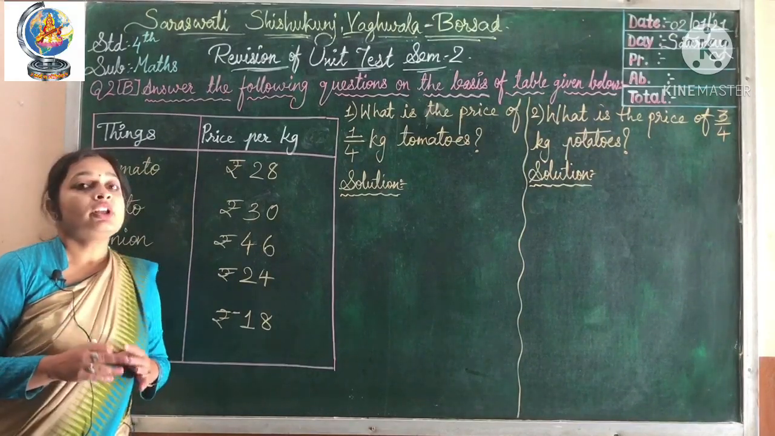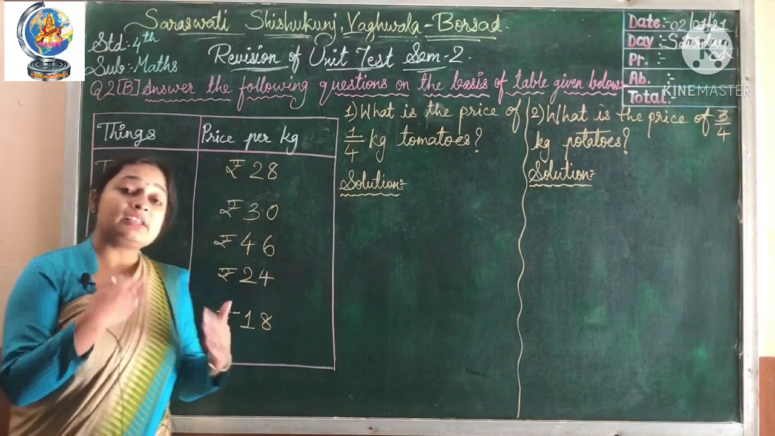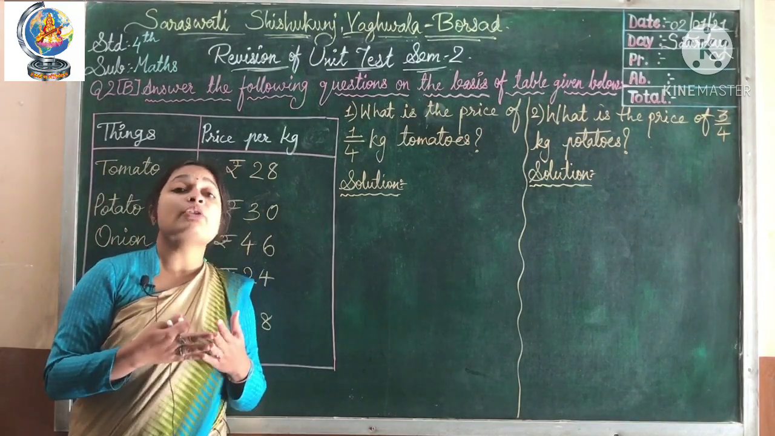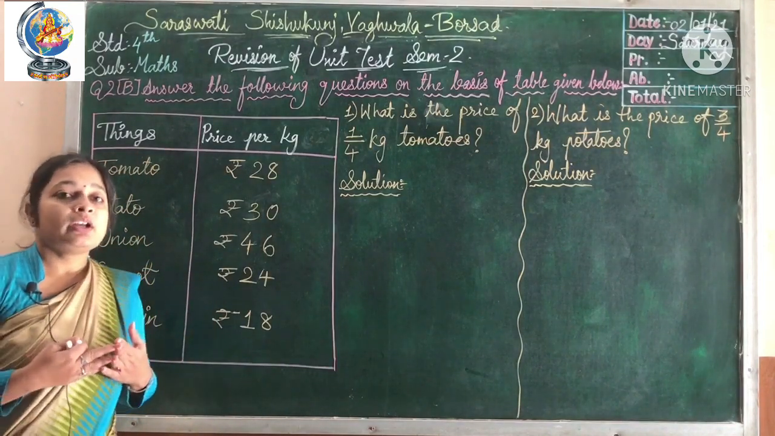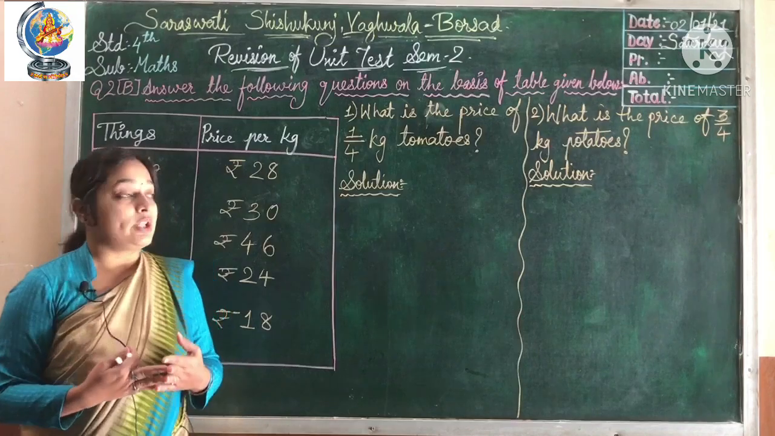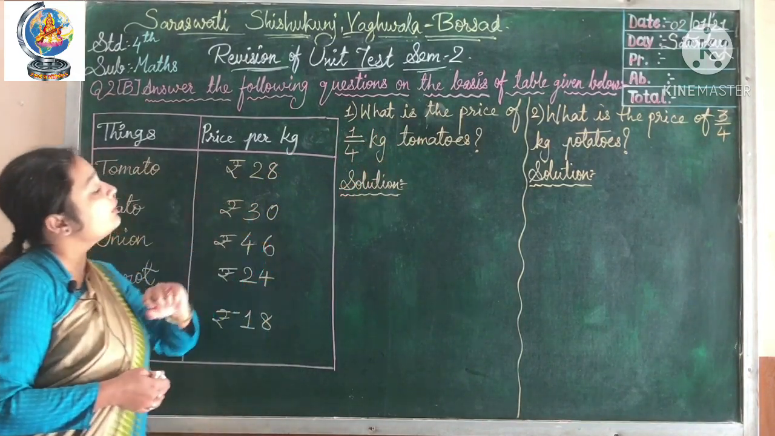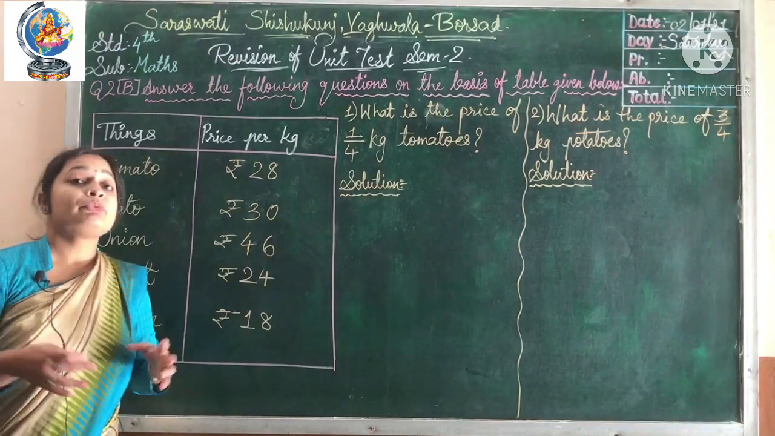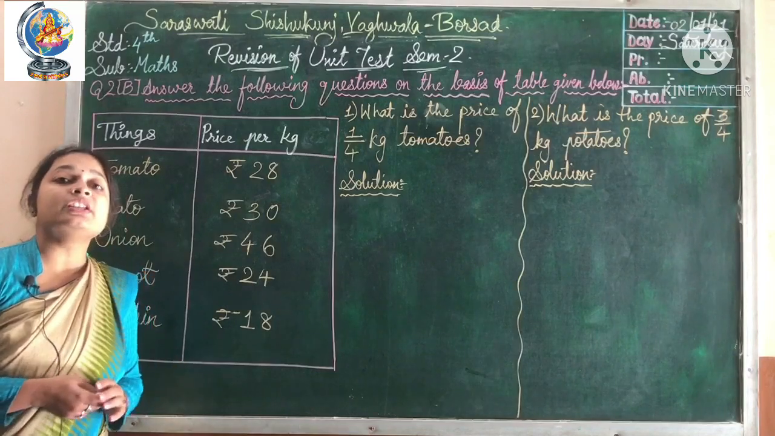This question is taken from chapter number 9. If you all remember, we have already done this question in the live class when I was teaching you chapter number 9. So let's see number 1. Number 1 is, what is the price of 1/4 kilogram tomatoes? Before solving this, first let's see what is given in the table.